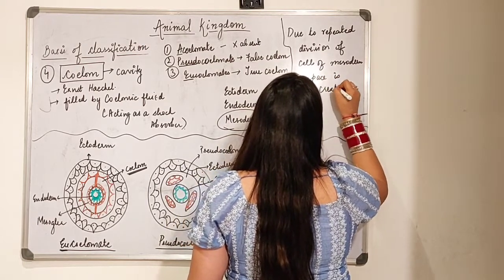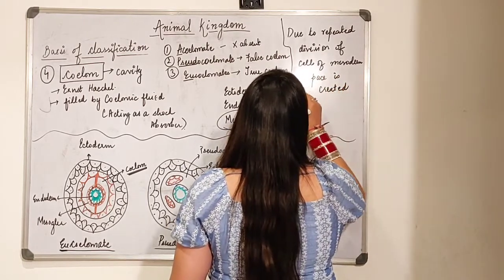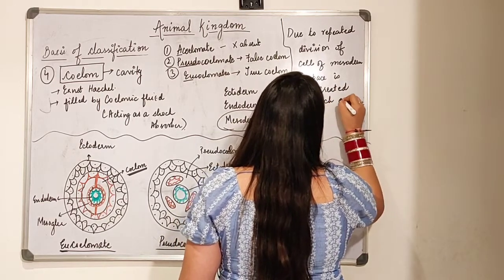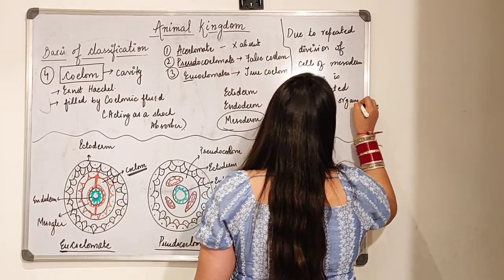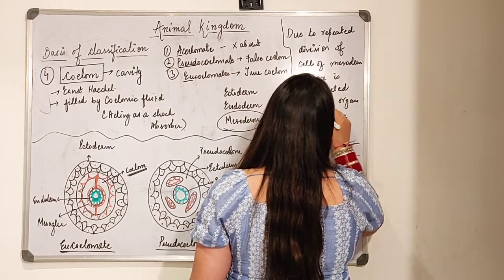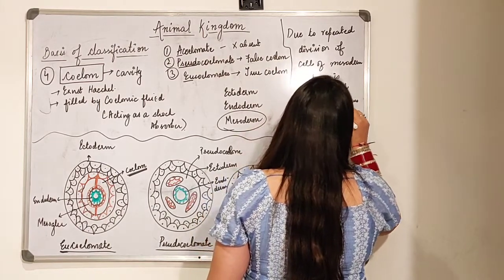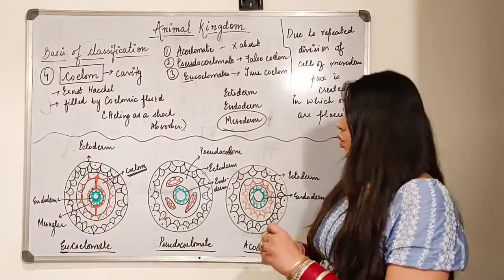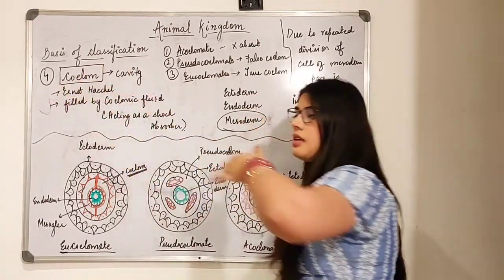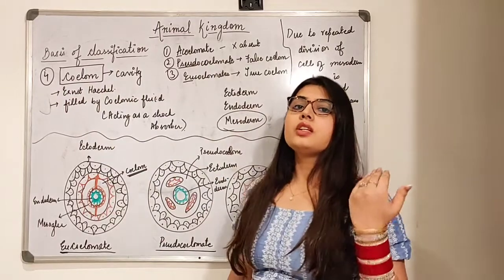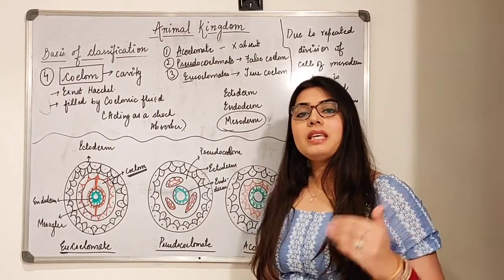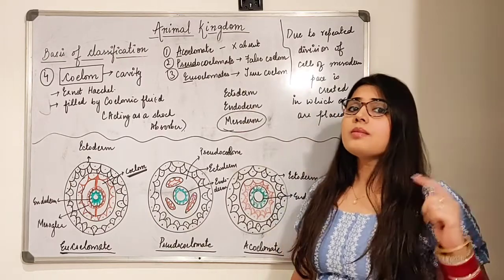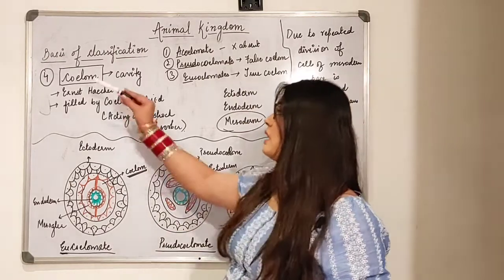Space is created in which organs of the body are placed. ठीक है? So what happens बेटा? This coelom, ये जो coelom है, ये कैसे form होता है? Mesoderm layer. Okay? It is mesodermal in origin. Fine? So how is the mesodermal layer forming the coelom?